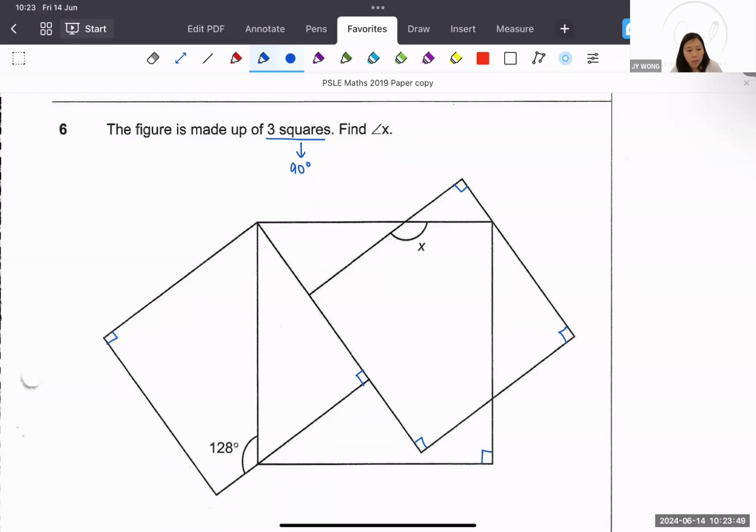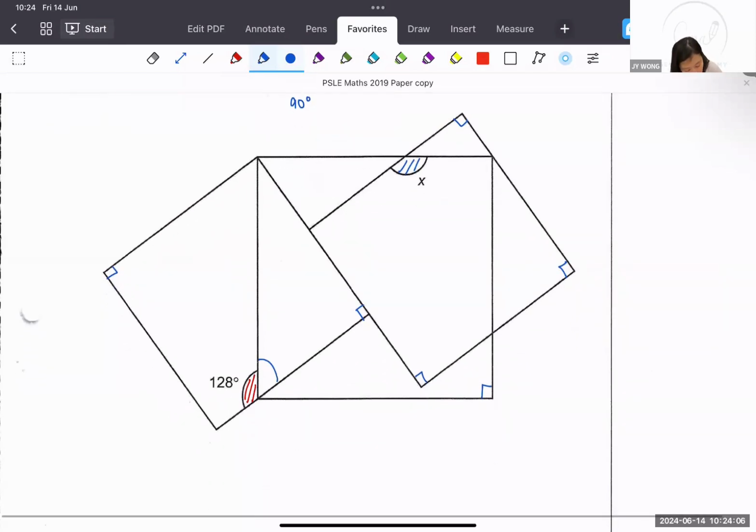Okay, so they only give you 90 degrees. Then what else? They only give you this 128 here. So by logic, you are supposed to get X, right? So by logic, you should work part by part. Whatever they have given you, you can work on from there. So what I will do is I'll label this. I'm going to find this as A.